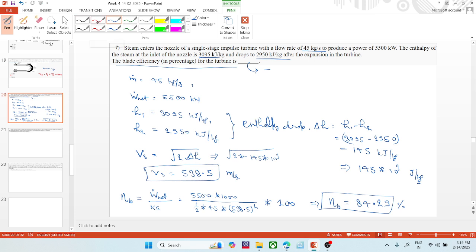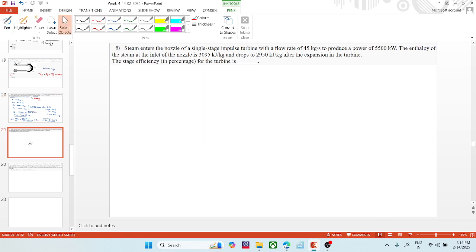So here the answer for the blade efficiency is 84.29%. Okay, so this would be the answer. Moving to the next problem.